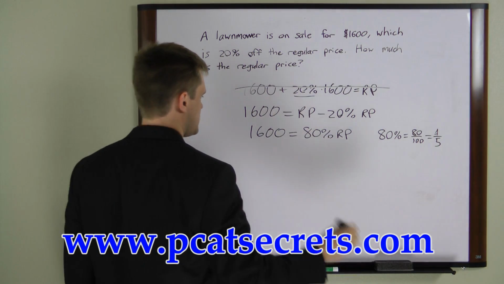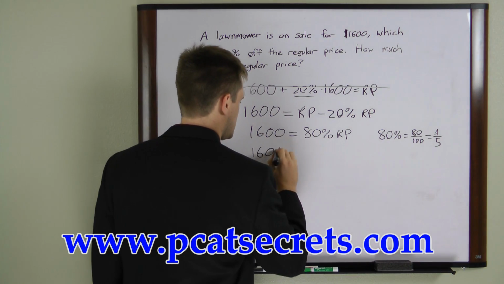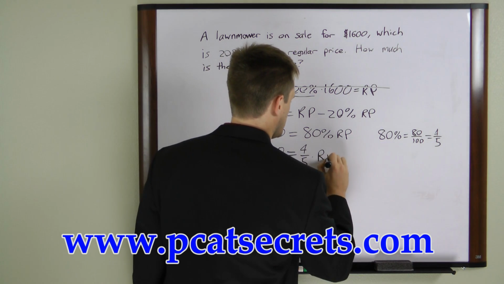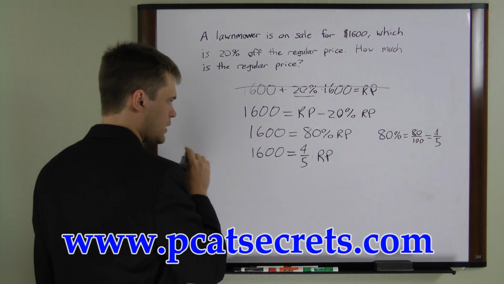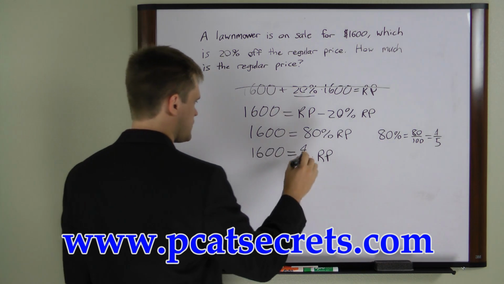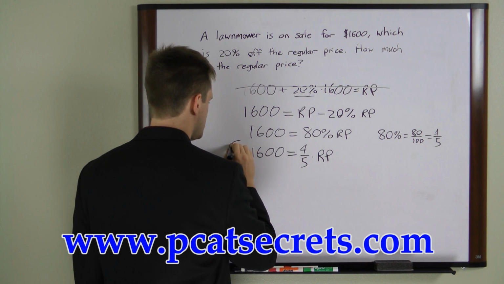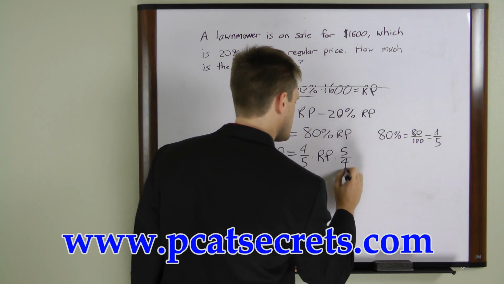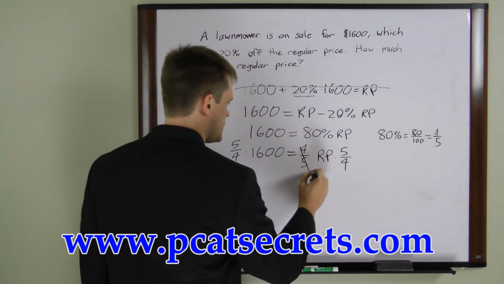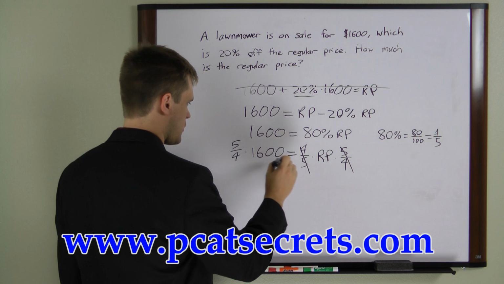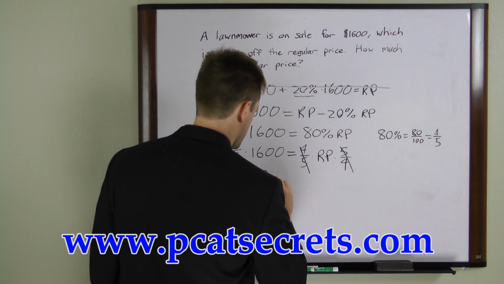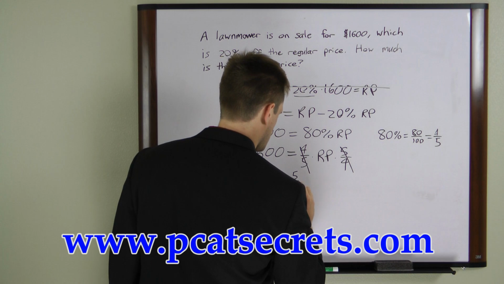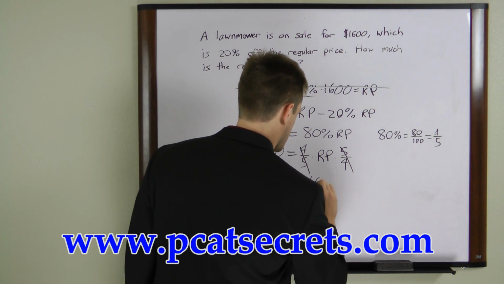And then we'll plug this back into this equation. 1,600 equals 4 over 5 times the regular price. And now to solve this, all we have to do is multiply both sides by 5 over 4. And then these two cancel. And what we're left with is the regular price is 5 over 4 times 1,600.